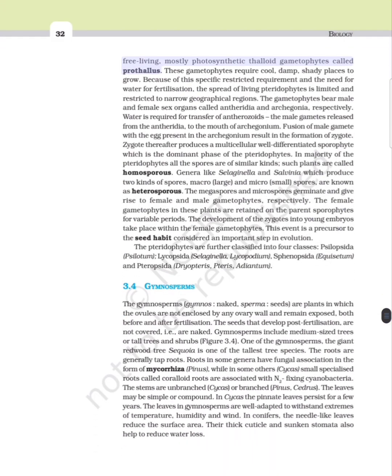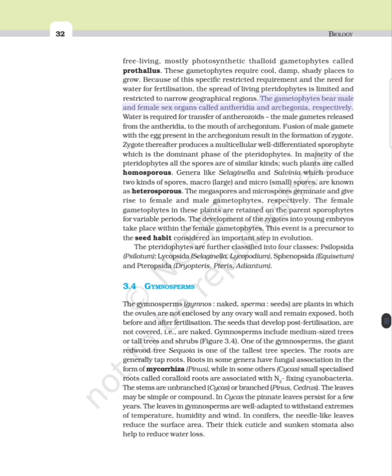free-living, mostly photosynthetic thalloid gametophytes called prothallus. These gametophytes require cool, damp, shady places to grow. Because of this specific restricted requirement and the need for water for fertilization, the spread of living pteridophytes is limited and restricted to narrow geographical regions.